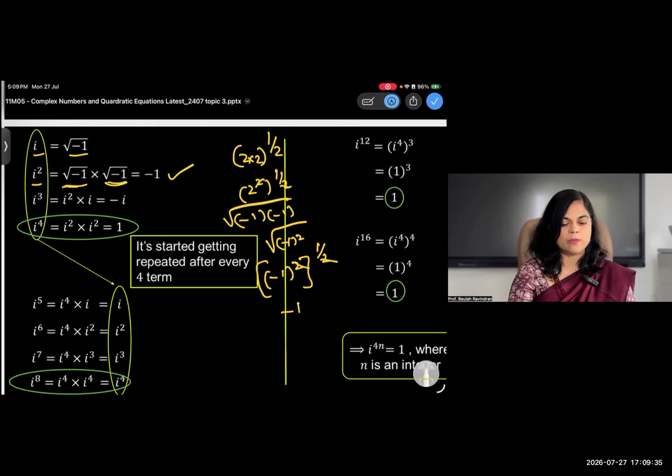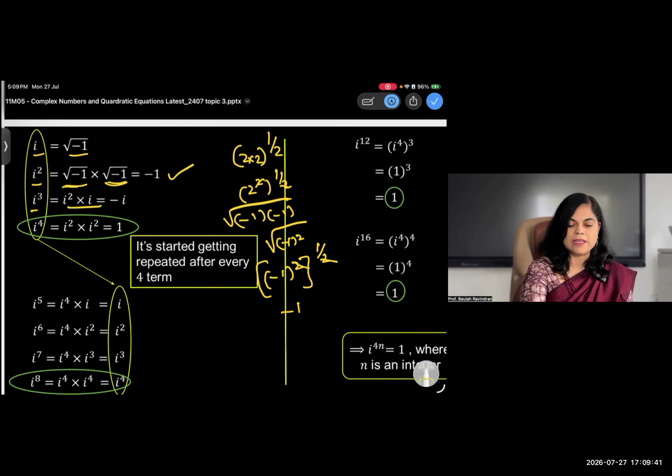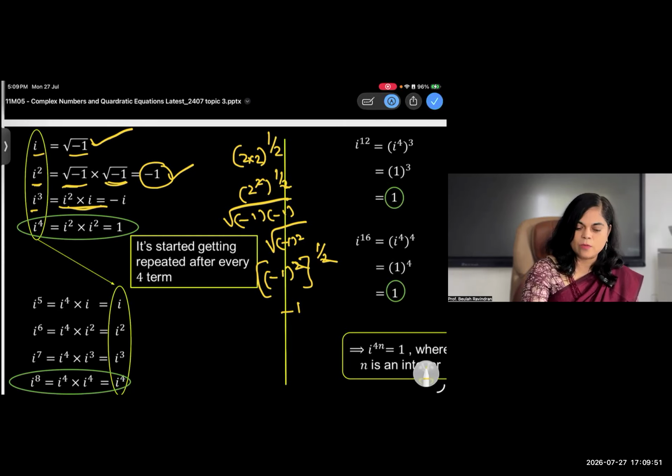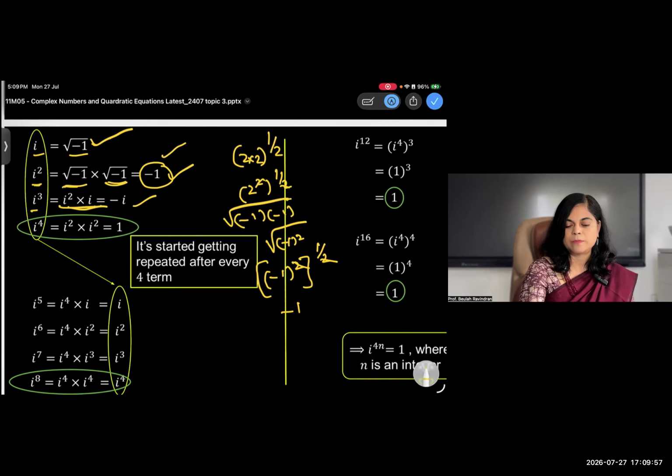Okay. What is i cubed? i cubed is i squared times i. Right? Can we write like this? Okay. Then what is i? i is root of negative 1. i squared is minus 1. So we cannot take this one. We can take i squared times i. What is i squared times i? i squared is minus 1, and minus 1 into i will be minus i.